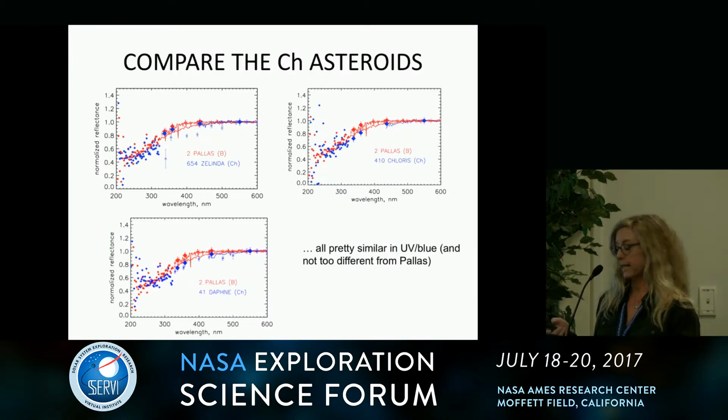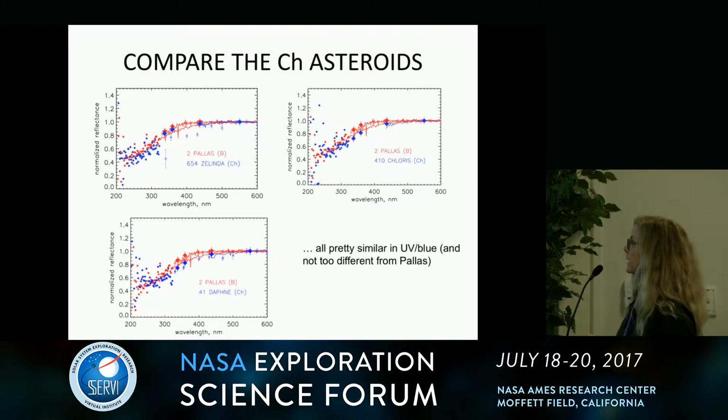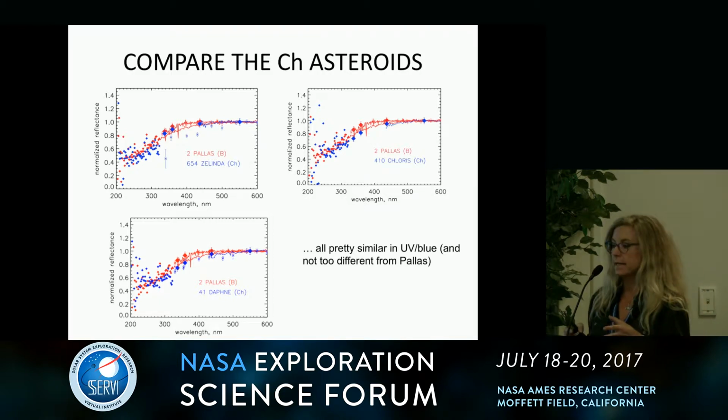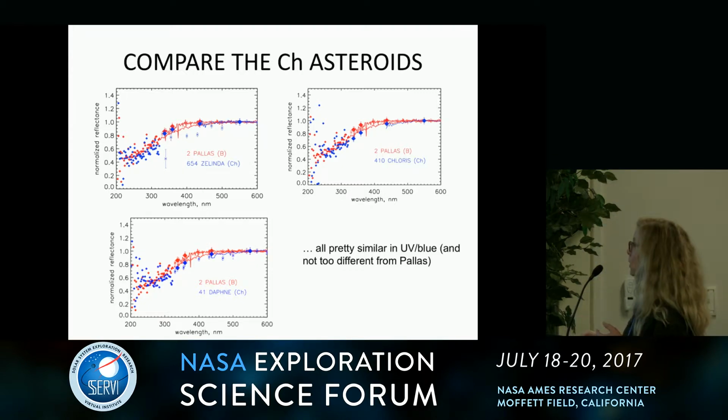We can also look at taxonomy. So the CH subclass is part of the C complex that has a 0.7 micron feature. And for our data set here, they are Zelinda, Chloris, and Daphne. And they all look pretty similar. Here we're just comparing to Pallas as a control, but they all look pretty similar.